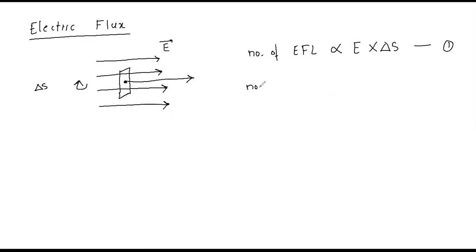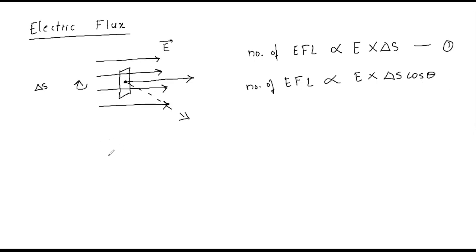Then the number of electric field lines is directly proportional to E into delta S cos theta. I just tilted this area element in a certain way so that the normal makes an angle theta with the electric field. The normal might have come in this direction, making an angle theta with the electric field lines. During that time, the number of electric field lines is proportional to E into delta S cos theta.